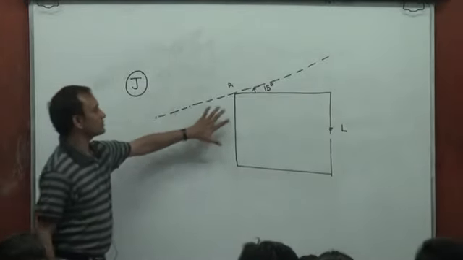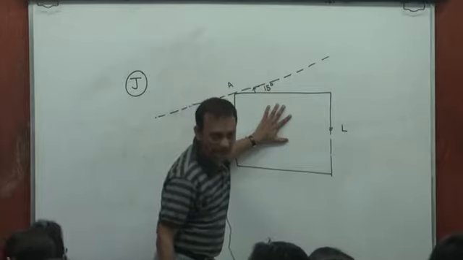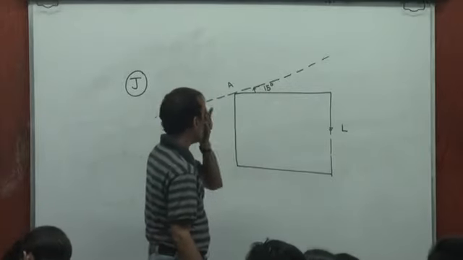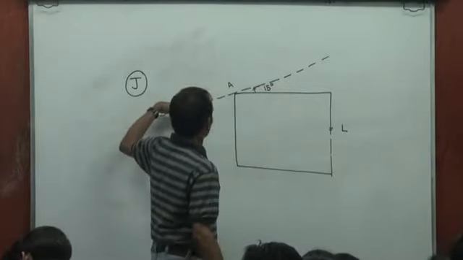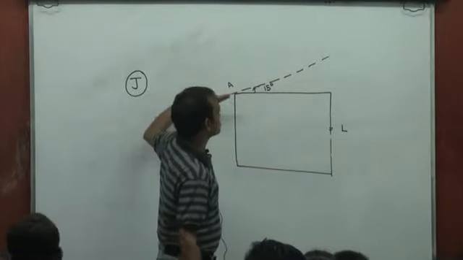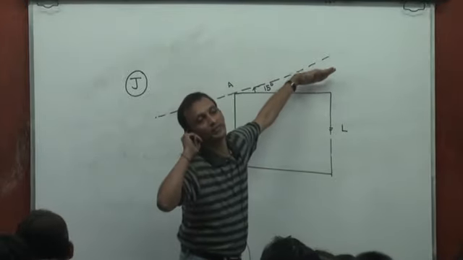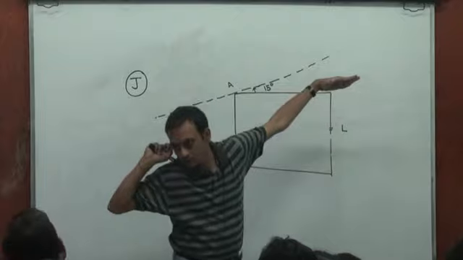So we have a square lamina of side L, and this is the axis about which we want to be able to find the moment of inertia of the square lamina. Okay.